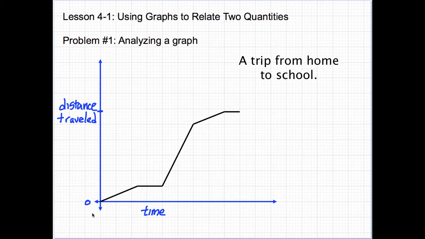So this graph shows that they started at home and traveled for some time at a certain speed, and then they stopped. That is, the distance remained the same, so they had stopped, and perhaps that was for a stop sign or a stoplight. And then they traveled at a much faster pace, and then traveled some more at a slower pace, and then they stopped, and presumably this is when they were at their destination.